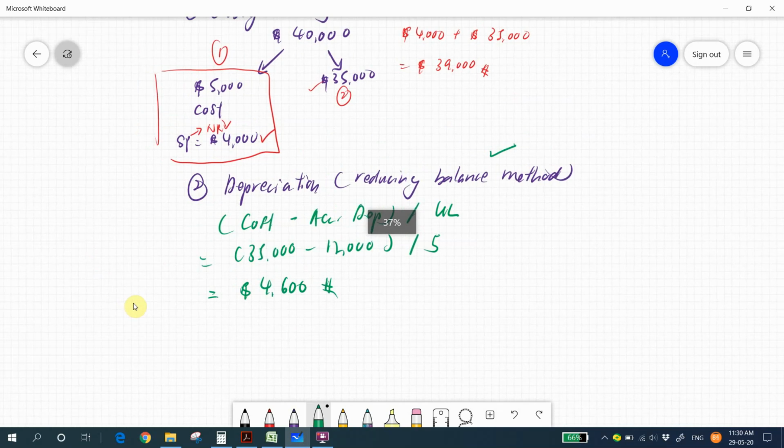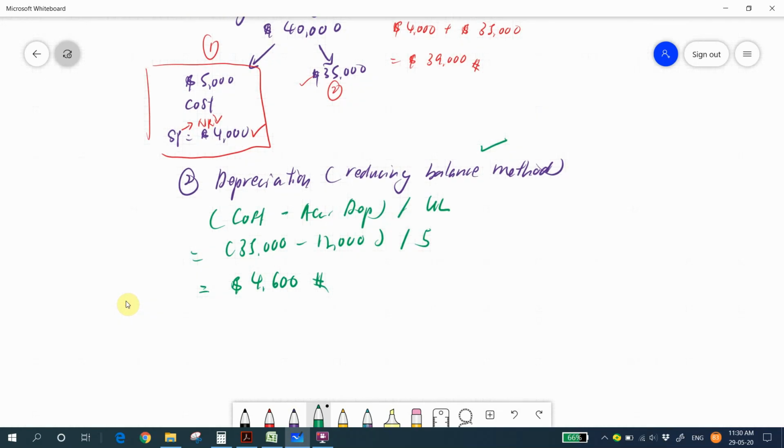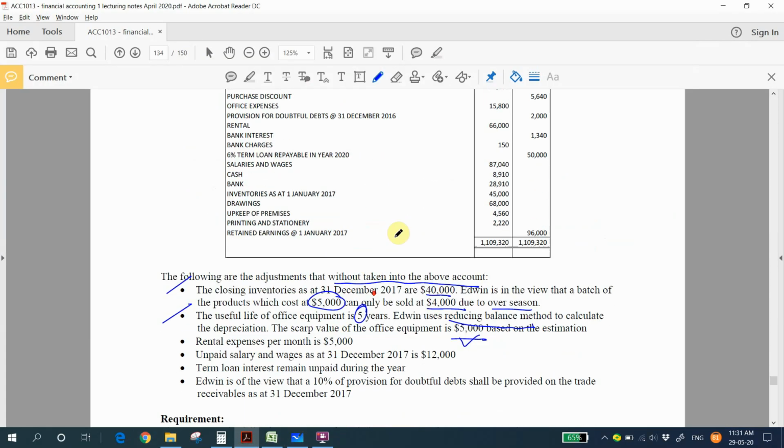So first of all, we have to provide the double entry. The double entry for depreciation is we debit the depreciation account. Depreciation is your expense, 4,600. Next, we credit accumulated depreciation of office equipment, another 4,600. So this is the double entry. The next step I'm going to show you is how we adjust the trial balance. So you can adjust the trial balance here.